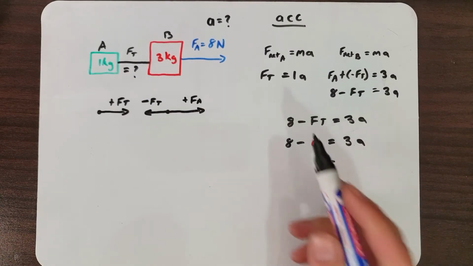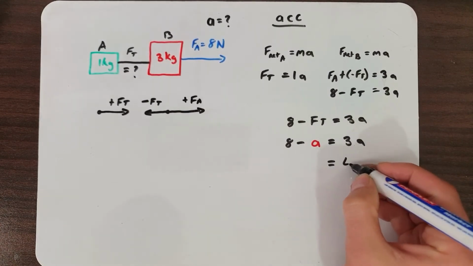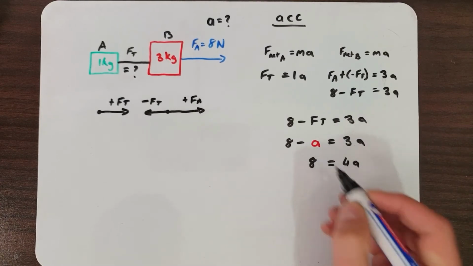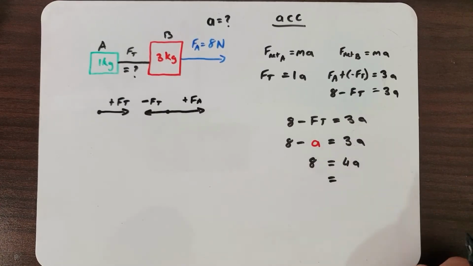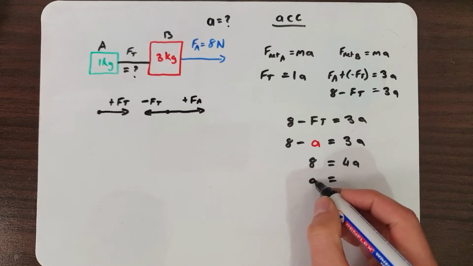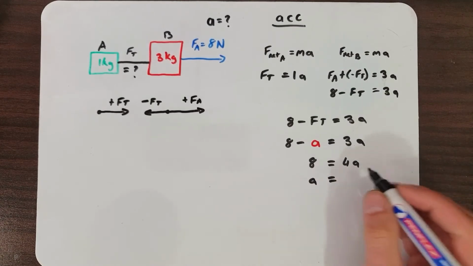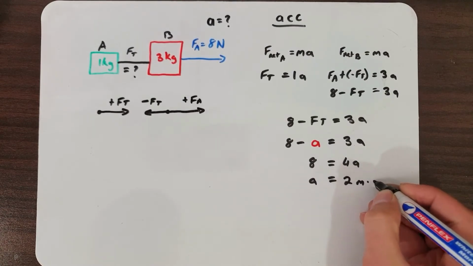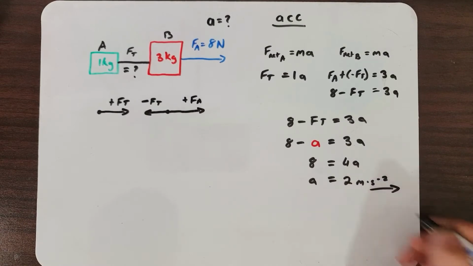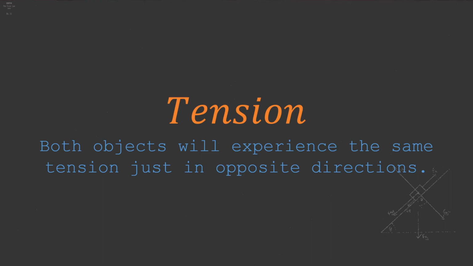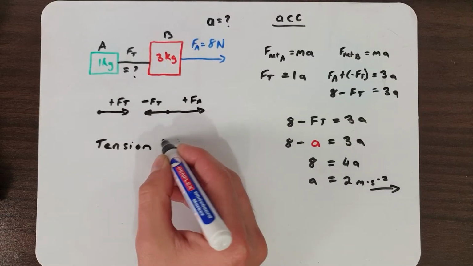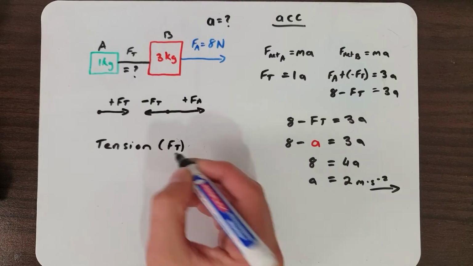And solve this, that means that's going to move over to that side, giving us 4A equals 8. And that in total then means that A is going to be equal to 8 over 4, or 2 meters per second squared. The next part of the question asks us to calculate tension, or what Ft was.